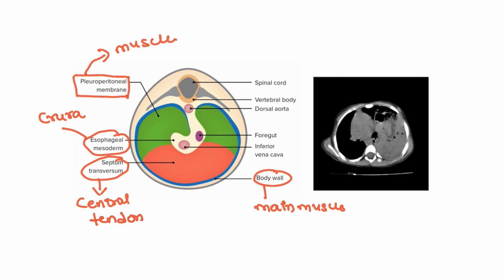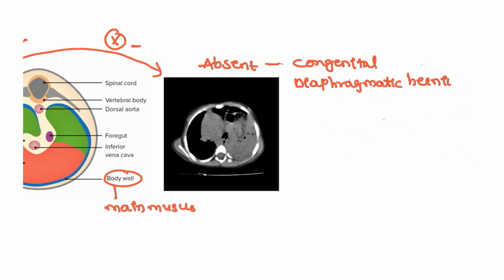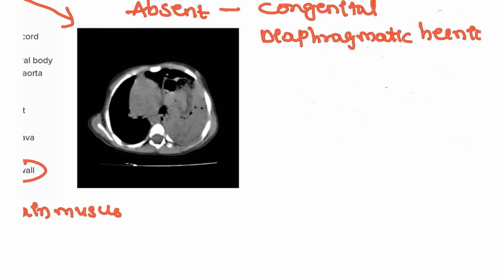Okay, so if the pleuroperitoneal membrane is damaged, that means it is not developed. If it is absent, it is going to cause congenital diaphragmatic hernia. Remember, this is the hernia that is going to be presented in this patient. And why have I given the CT image? This is the lungs, heart, and this is the intestine, and this is the lung, right? This is the right side. Sorry guys, most commonly it is associated with the left side only.